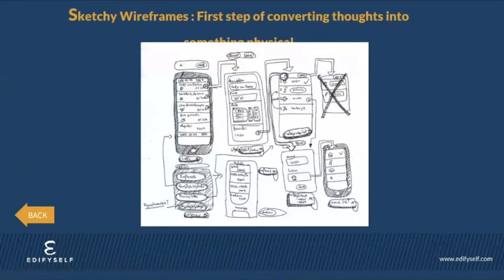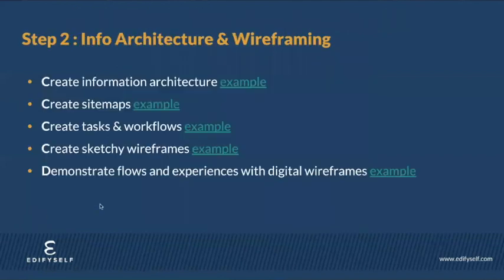So you basically sketch out how you think information can flow from one screen to the other, how the information needs to be placed, and you can discuss with your friends and colleagues, and you can determine kind of wireframes of your product. So once you have your ideas in place, you can start creating digital wireframes, which is the next step.